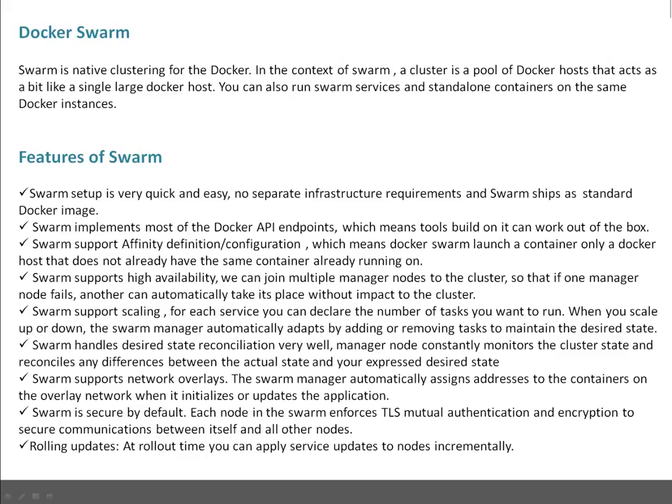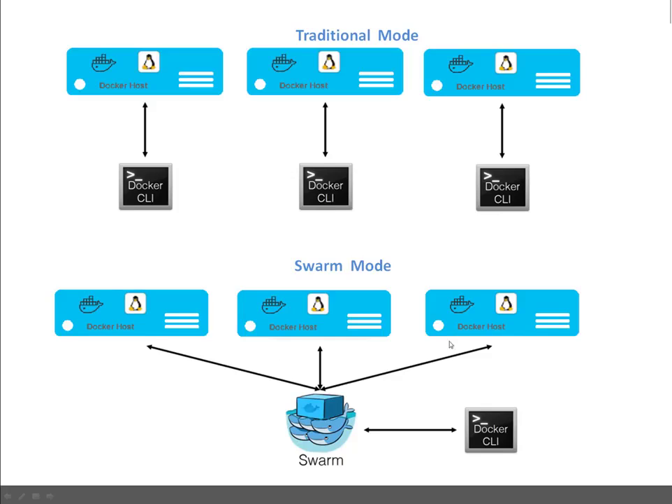Swarm is secure by default. Each node in the Swarm enforces TLS mutual authentication and encryption to secure communication between itself and the other nodes. Security is the main thing, so Swarm is secure by default. Rolling update is another good feature. At rollout time, you can apply service updates to nodes incrementally. So that's a beneficial thing.